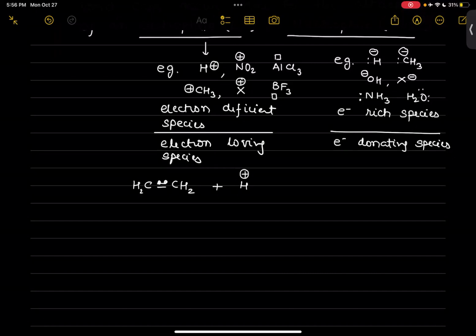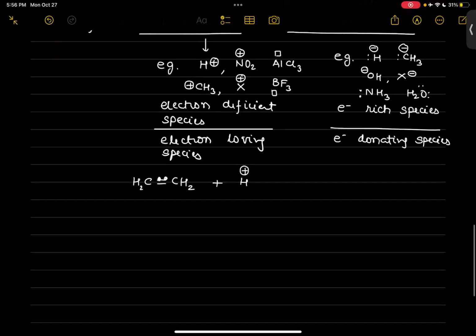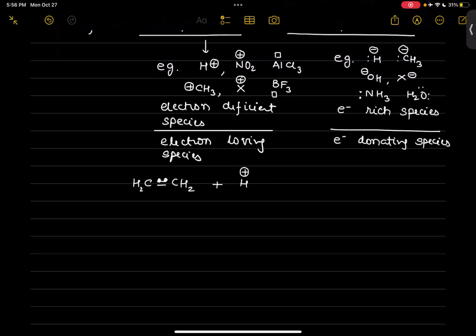This is not a permanent effect. First of all, we are not discussing an effect which is present within the same molecule. We are discussing two different molecules. When the H plus is coming closer to this, what will happen? It will try to get electrons. It will move towards the source of electrons, and the source of electrons here is this double bond.